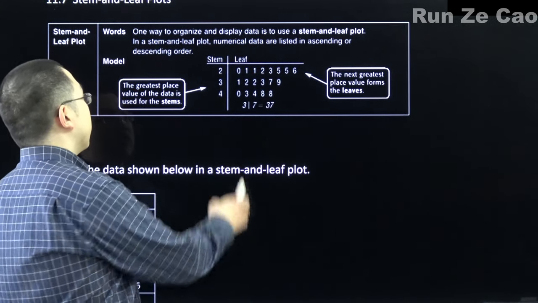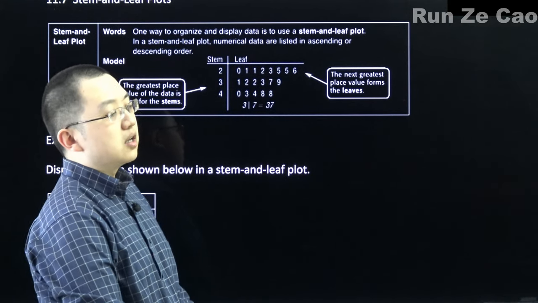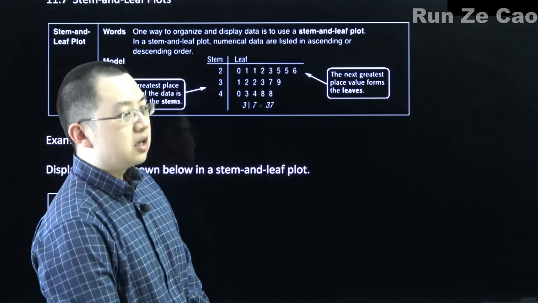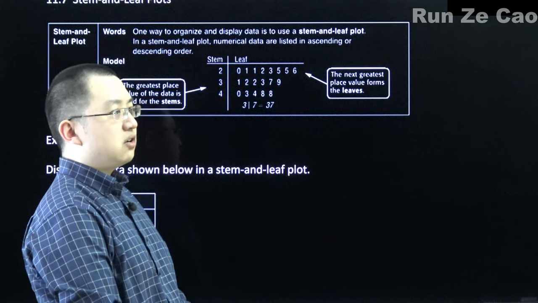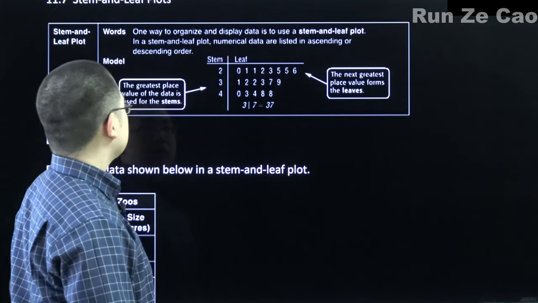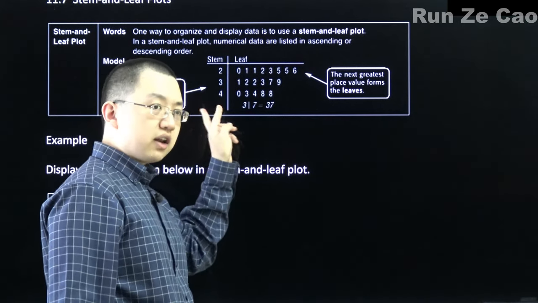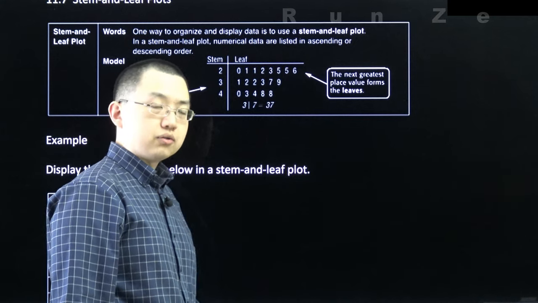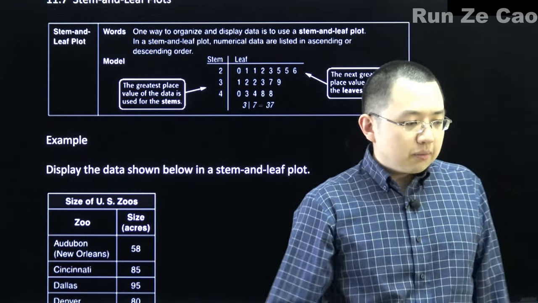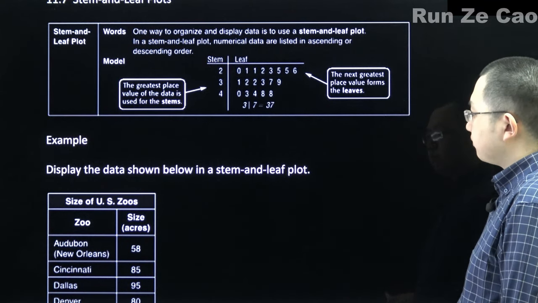But if the front end of your stem is the same, such as 103, 107, 109, 113, 115, you can have stems 10, 11, and so on. Usually it's the greatest place value in front, but it could also be the greatest two or even several place values, depending on what you're doing. And then the next greatest place values form the leaves.